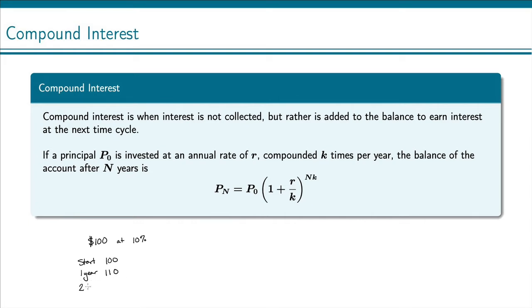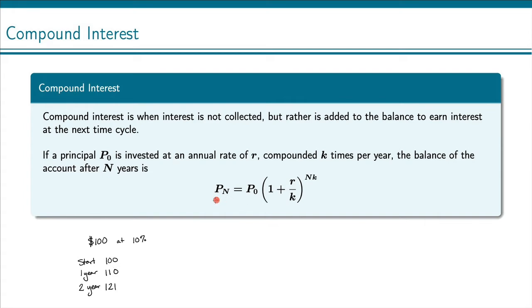For the next year, though, we're going to get 10% of this amount right here. So 10% of $110 is actually $11. And so we add $11 to this, and we then get $121. You can see that this first year we got $10, the next year we got $11, and it just goes up from there. So the amount of interest that we're getting increases, and so compound interest is very, very powerful.